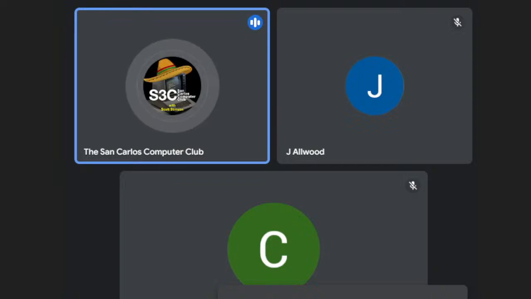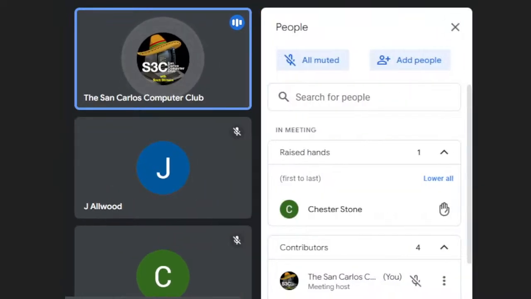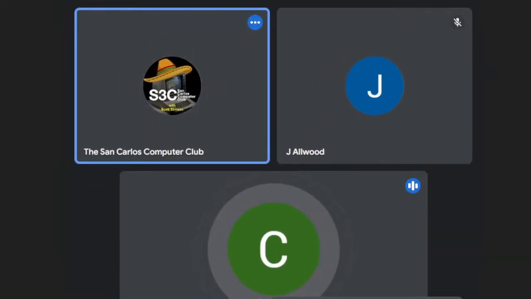Okay, let's give Chester a chance. Chester's had his hand up for a bit. Let's hear his take on this. Go ahead, Chester. Jewish people must be very smart, my understanding is. Say again, Chester, I'm sorry.